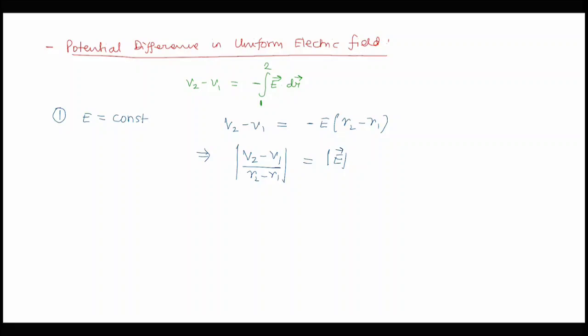In the next point, I am mentioning that if E is equal to 0, then the RHS will become equal to 0, that is V2 minus V1 is equal to 0, and hence we say that the region is equipotential. This is a very important point.